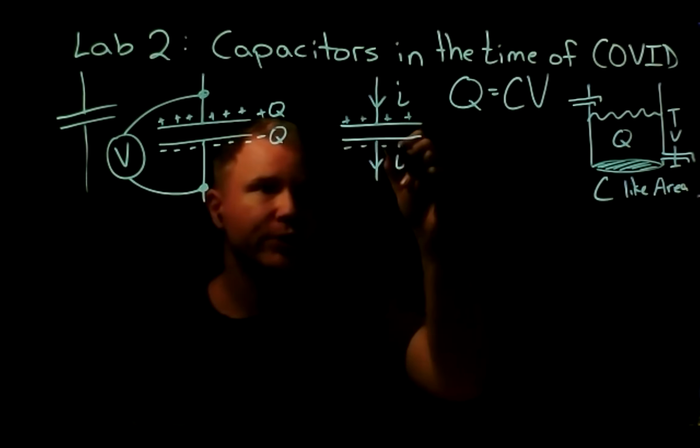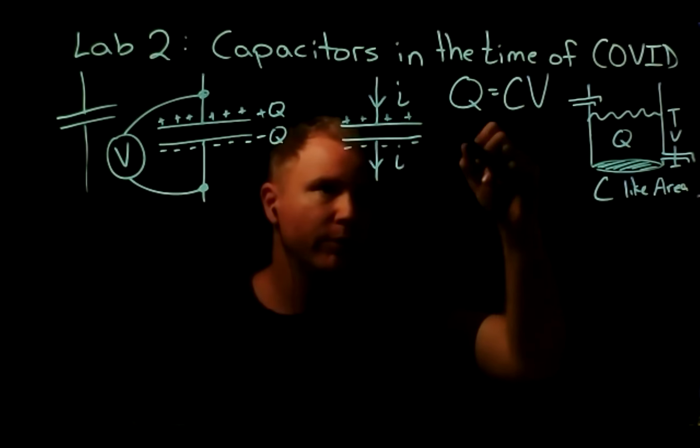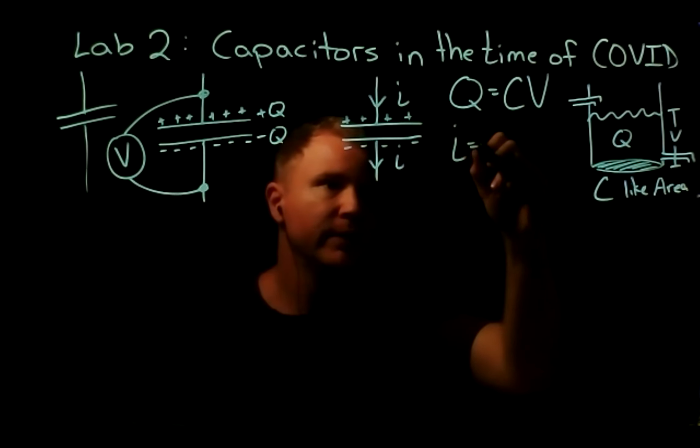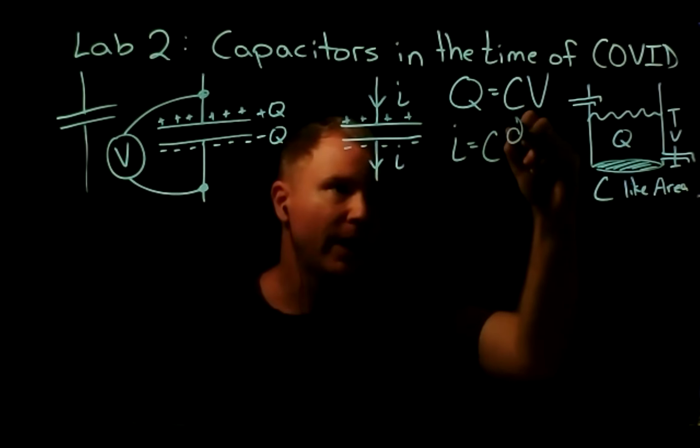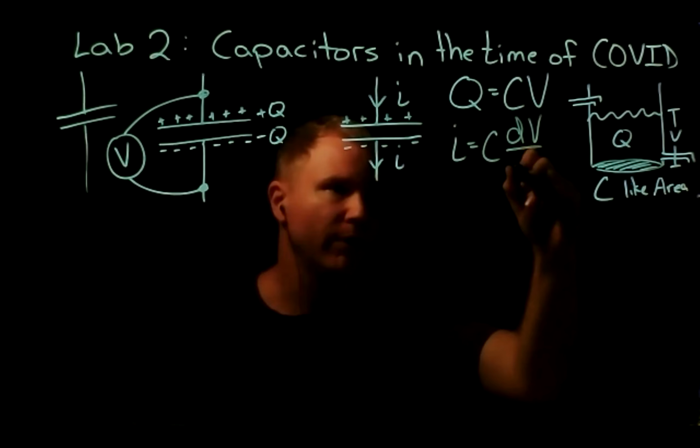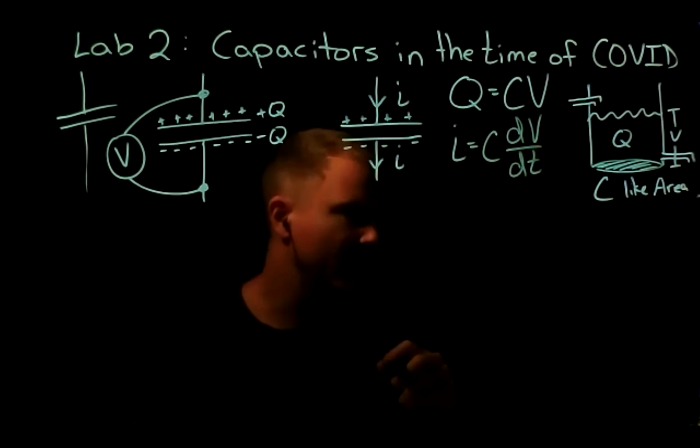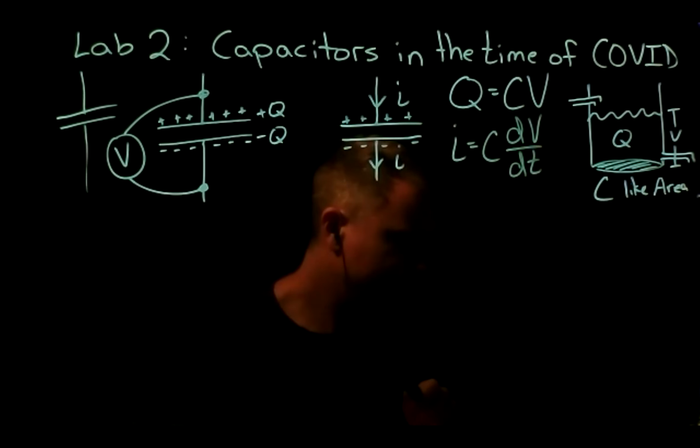And the rate of change of those charges is the current. So the time derivative of this equation is just current equals C times the time derivative of the voltage across the capacitor. And that'll be the other thing we use over and over again.